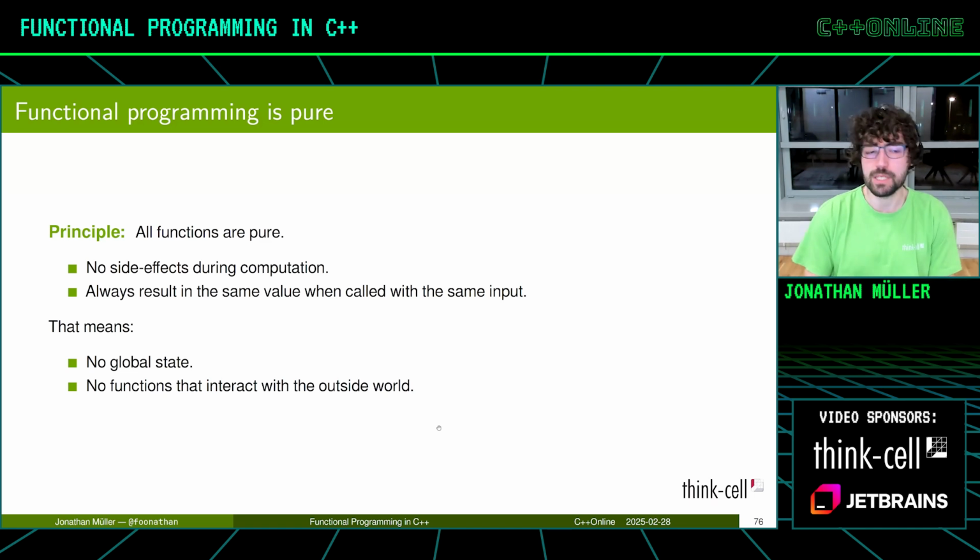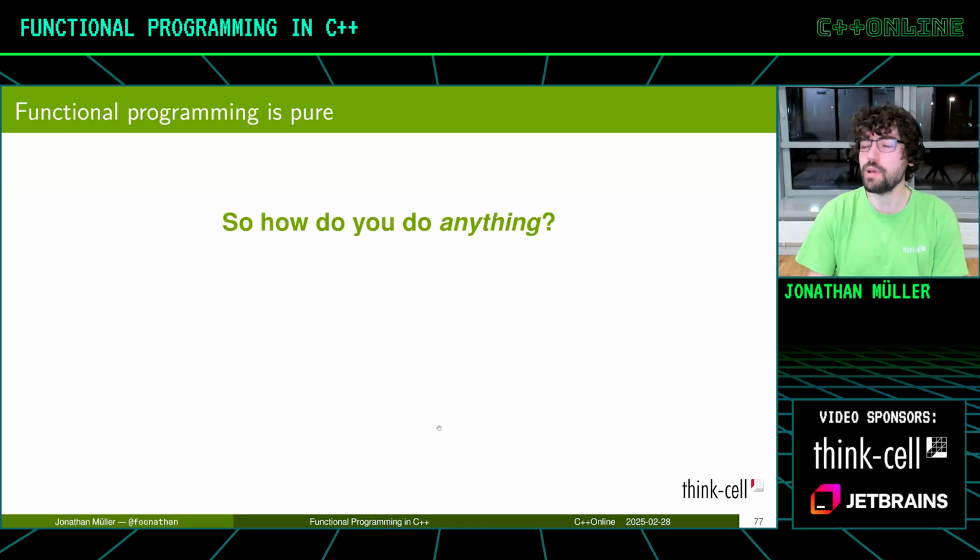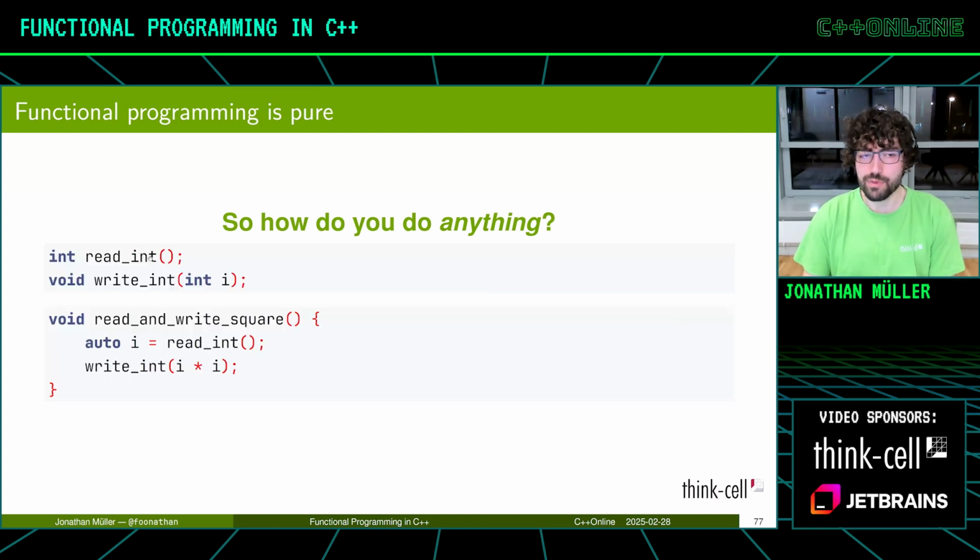Because a function like readInt, which returns an int from standard in, isn't pure. Every time you call it, you get a different value. Now this begs the question, how do you do anything if you can't interact with the outside world? How would you write a simple program like this that reads an integer from standard in, squares it, and writes it out to standard out?